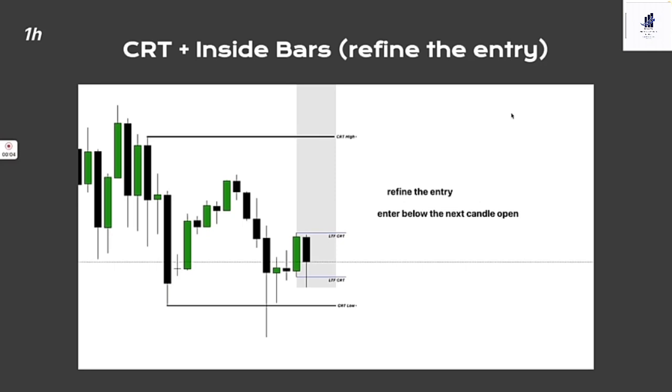Hopping on to the 1 hour time frame. We can now refine the entry by looking for a lower time frame CRT. The CRT low and CRT high of the higher time frame is coming from the 4 hour. We drop down to the 1 hour and look for our lower time frame CRT, which is performing right here.